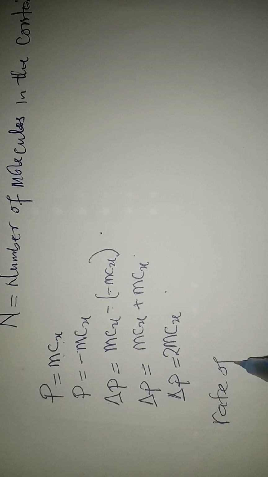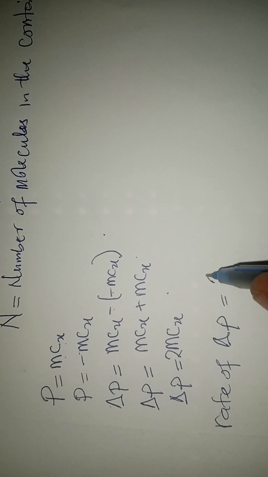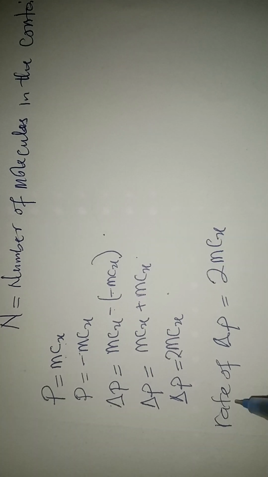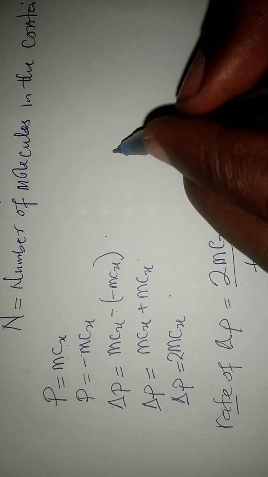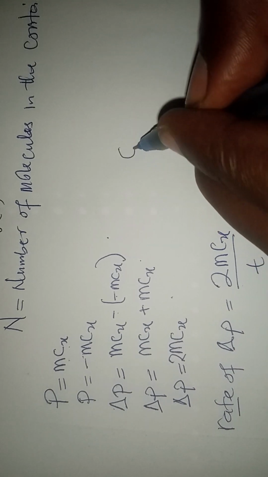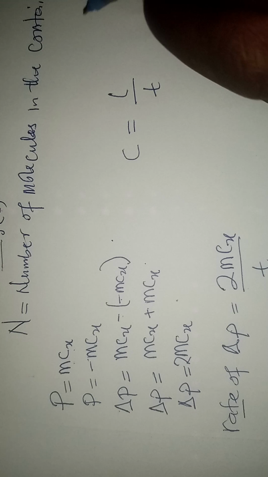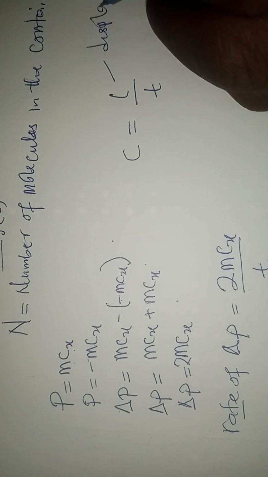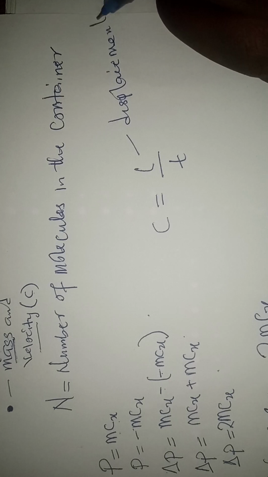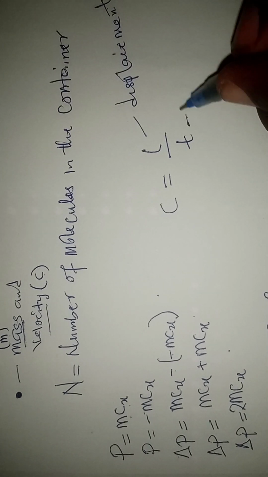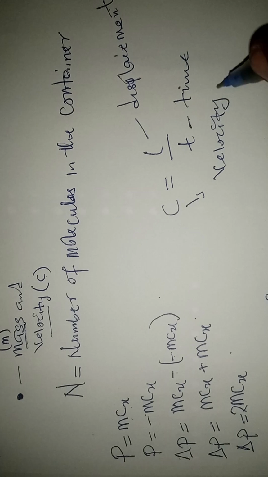So what of the rate of change of momentum? If we say the rate of change of momentum, it means that we'll end up having something like this: 2mcx. Remember, whenever we say rates, it means time, so it means divided by t. And remember, from our basic physics, velocity is equal to displacement over time. Here L means displacement, the T here means time, and C here means velocity.